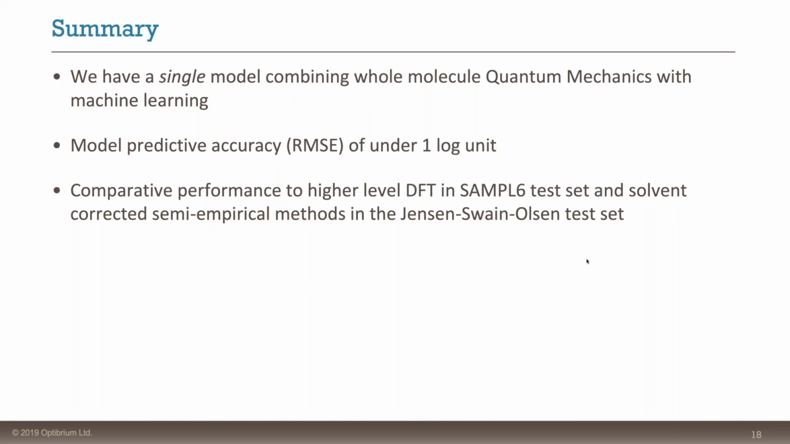Just in summary, what I'd like to emphasize is that we now have a single model combining whole molecule quantum mechanics, this is AM1, with QSAR machine learning in the radial basis functions to produce a model with a predictive accuracy of under 1 log unit. This model has comparable performance to higher level calculations such as DFT in the SAMPL6 set, and solvent-corrected semi-empirical models on the Jensen, Swain, Olsen test set. The performance of this model is very good. However, we would love it to be performed on the molecules that you have within your set.